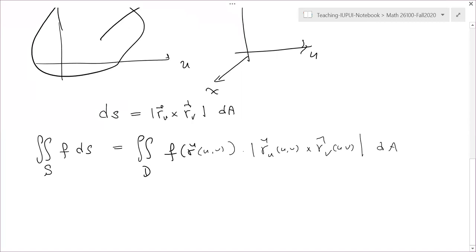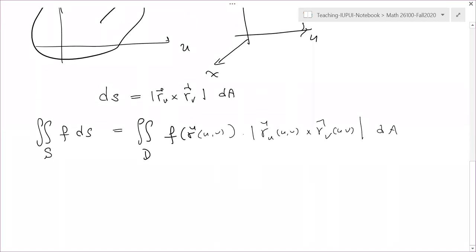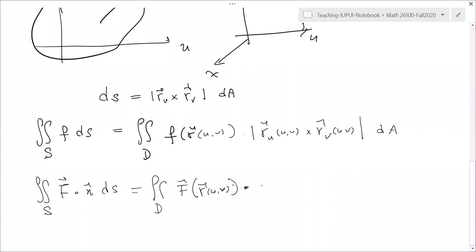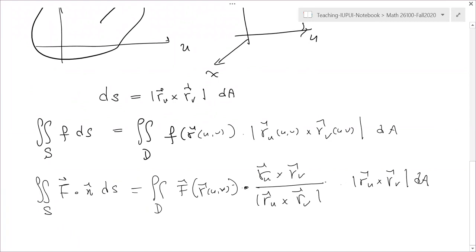Now for the vector field, if you have F dot N dS, you can do something similar. You can change it to a double integral, with F evaluated at r(u,v), the value at that particular point, and the dot product with N. What is N? The normal vector N is given by the following formula, the cross product divided by its magnitude. For simplicity, I probably don't want to put u, v there always. And then dS is going to be this part.